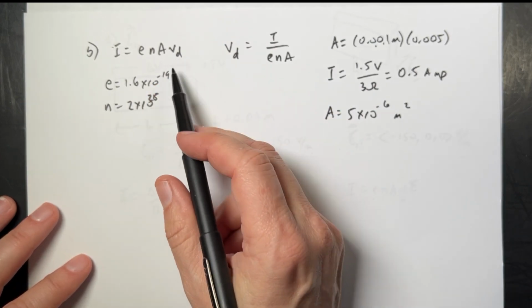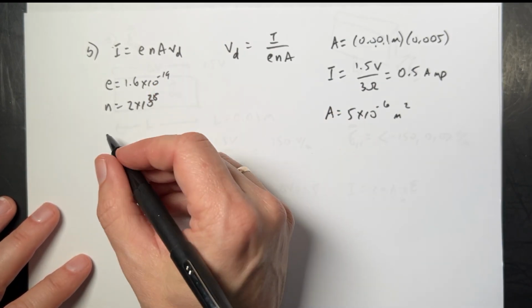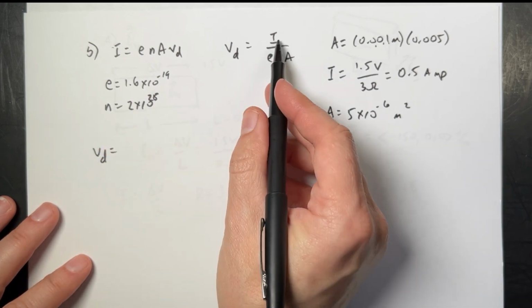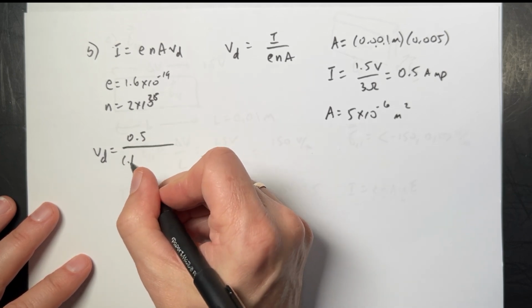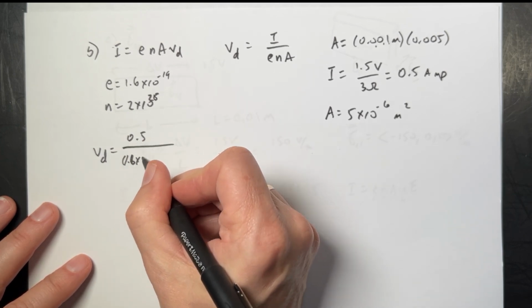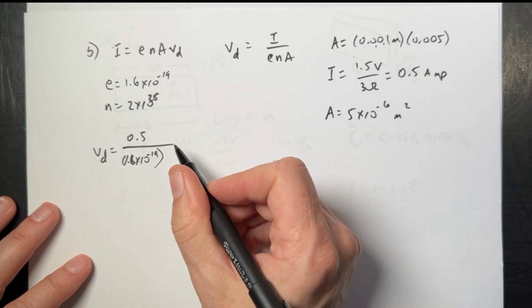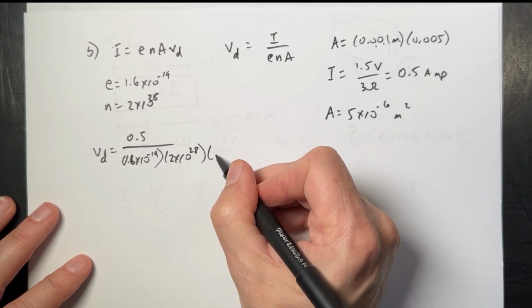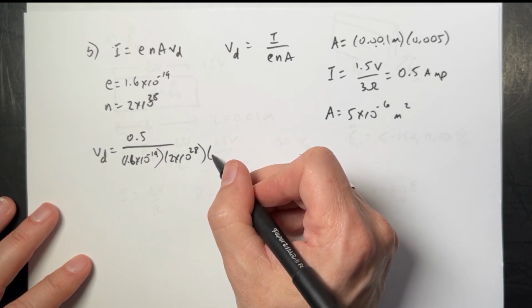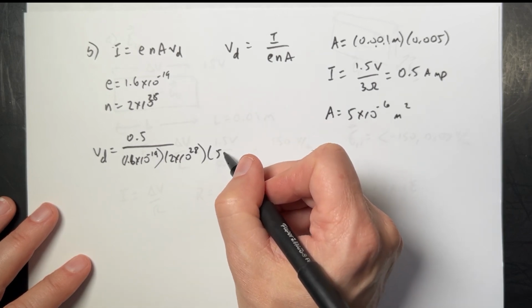And then there's A and V. Okay, so let's solve for VD. VD equals the current, 0.5, I'm going to leave off the units, divided by 1.6 times 10 to the negative 19th times 2 times 10 to the 28th times 5 times 10 to the negative 6.